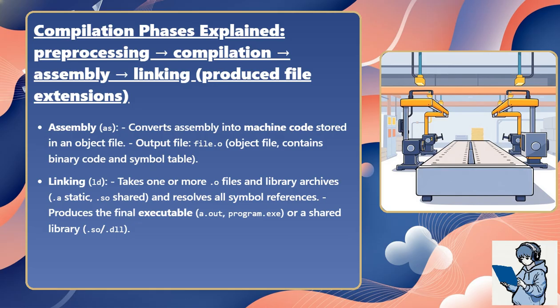Linking (ld) takes one or more .o files and library archives (.a static, .so shared) and resolves all symbol references. It produces the final executable (a.out, program.exe) or a shared library (.so or .dll). Typical command chain, simplified: gcc -E prog.c -o prog.i, for preprocessing only.